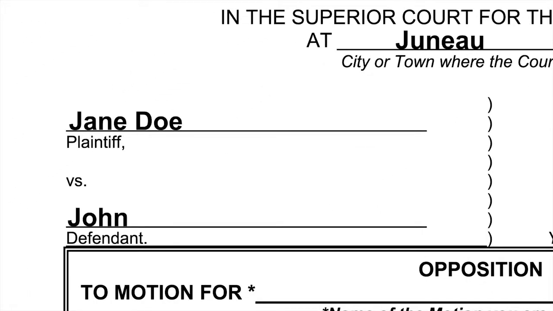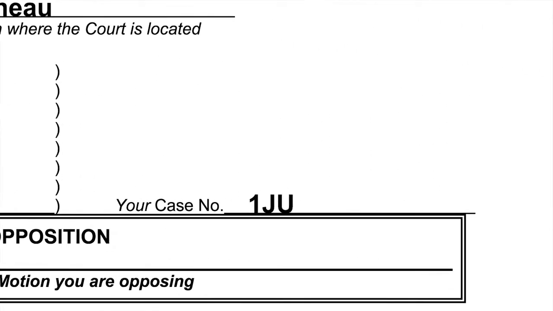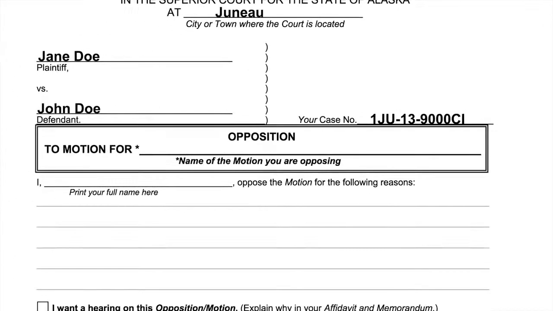Here you enter the city or town where the court that is hearing your case is located. Enter your name as either plaintiff or defendant according to your status in the case. The plaintiff is the person who filed the case. The defendant is the person who received the complaint and filed the answer. Your case number goes here. Here you write the title of the motion as it appears on the document you received.